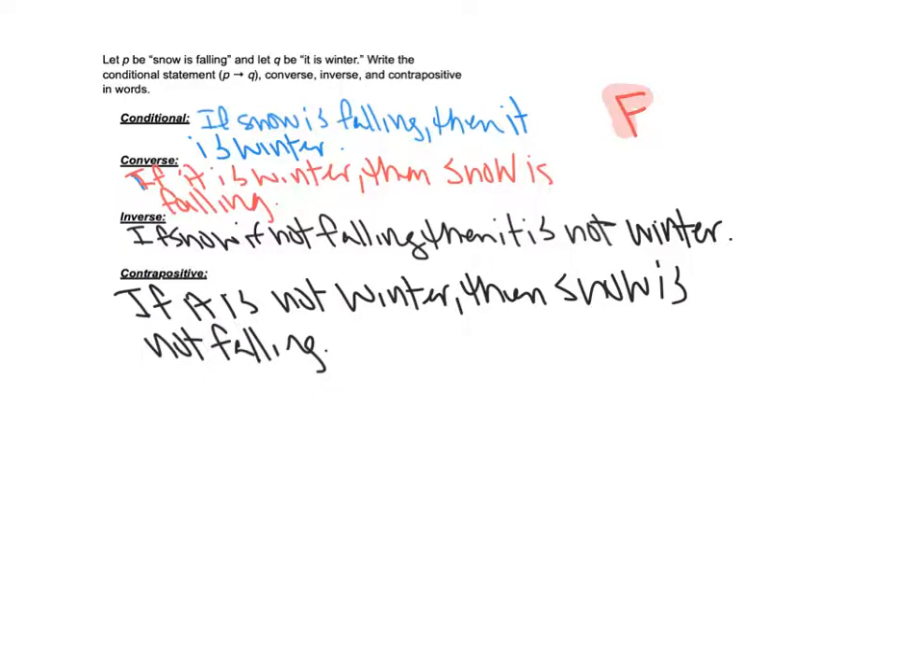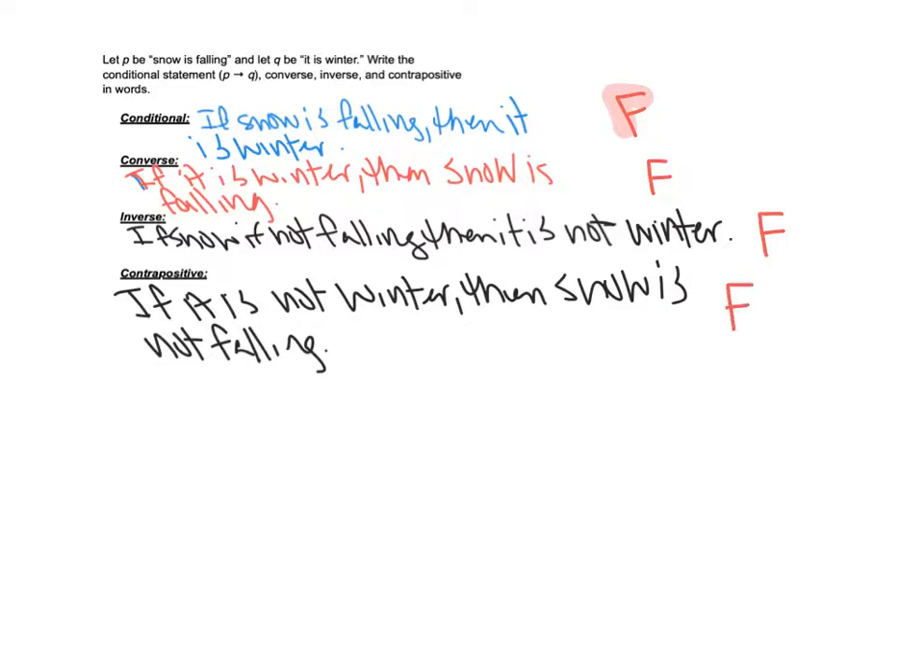If it is winter, then snow is falling. Well, I'd say that is false, because there are lots of days in winter when there is no snow falling, so that one would be false. If snow is not falling, then it is not winter. If you think about that, that is also going to be false. And if it is not winter, then snow is not falling. Also false.